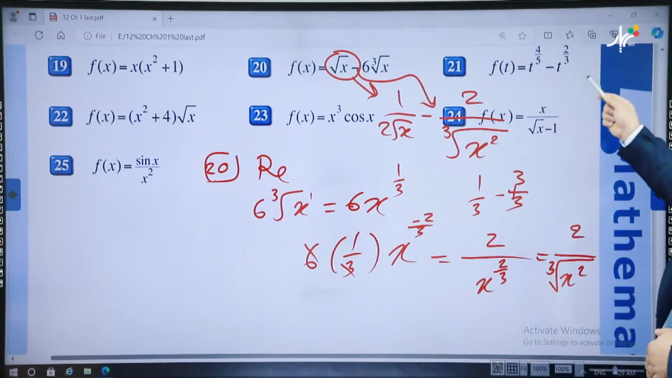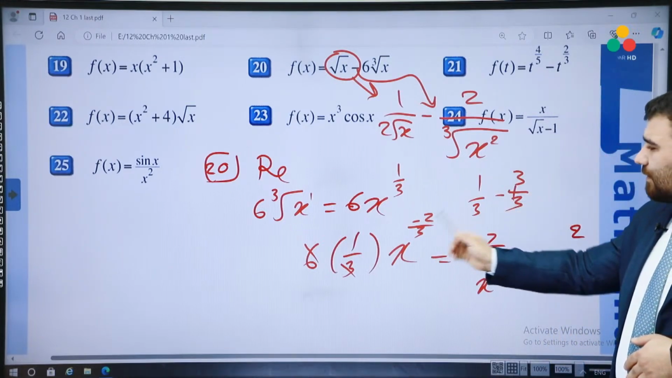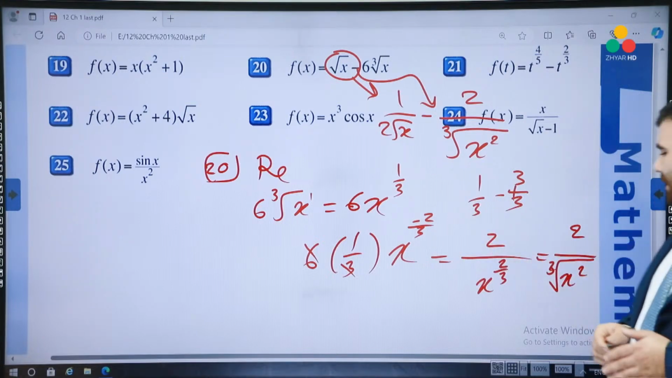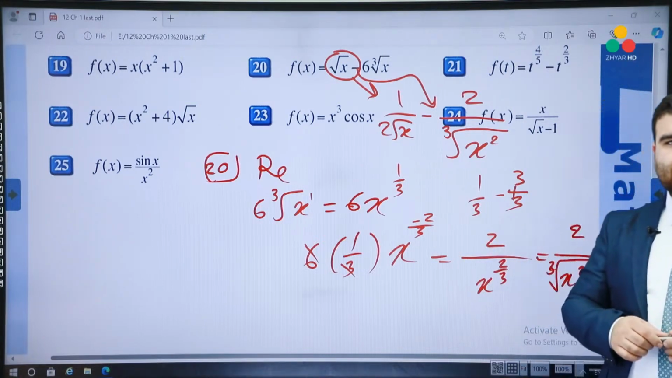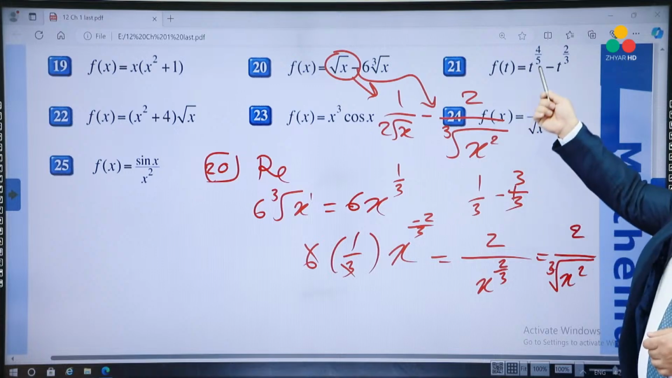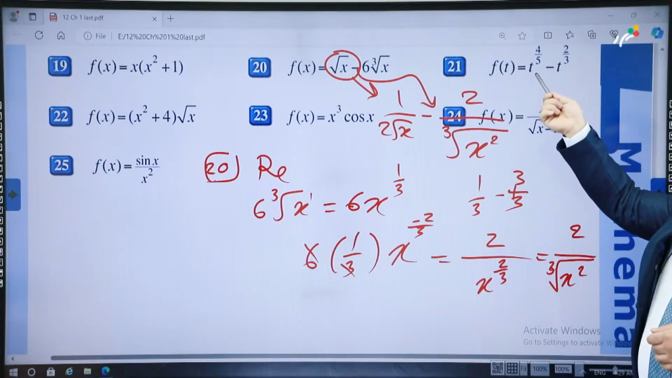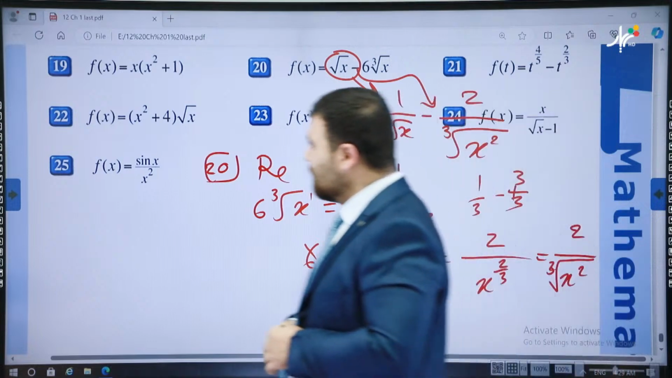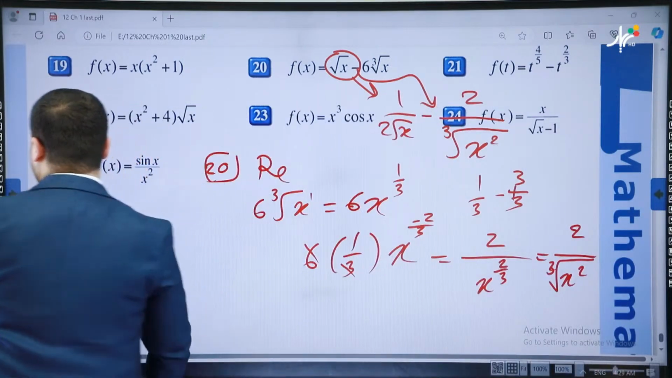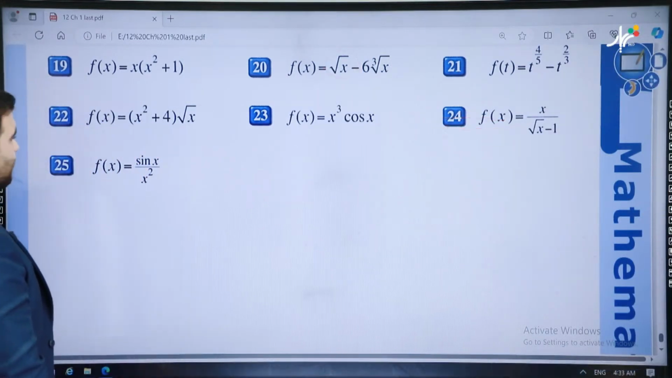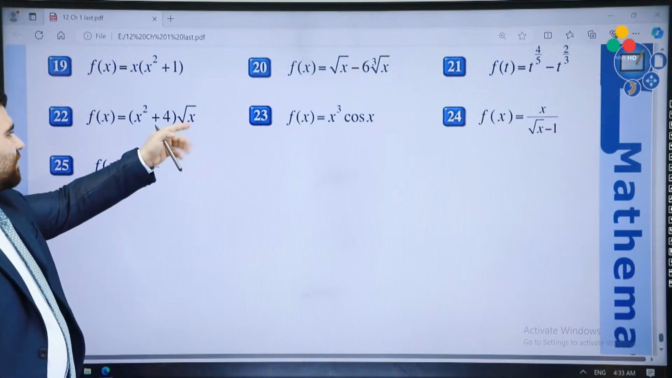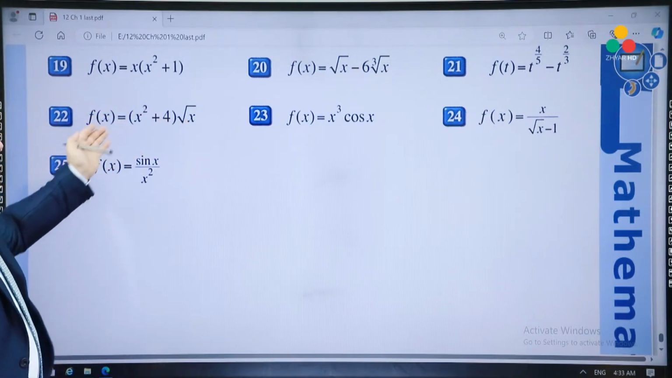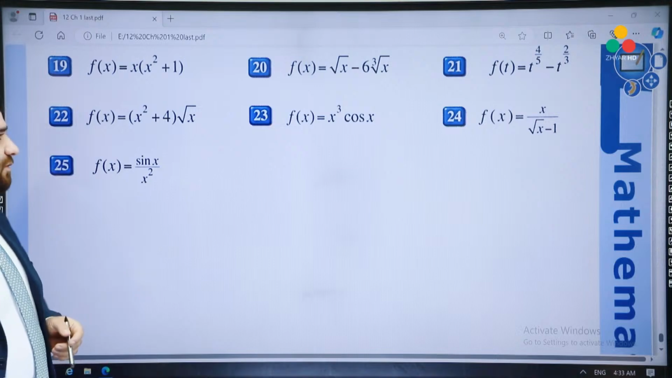Question 21 has the same idea as this part. Power goes to the front, power minus 1. Then simplify. Sometimes in the exam, the choices are also given in power form. Then you don't need to do much simplification. Here, question 22, it is product rule. If I multiply square root x by inside, it will not look any easier. Then it's better to just go with the product rule.